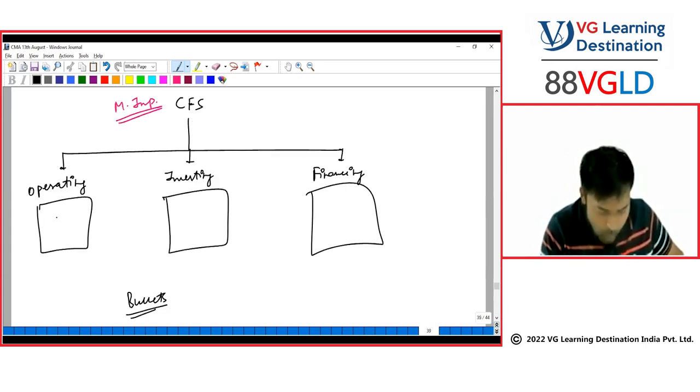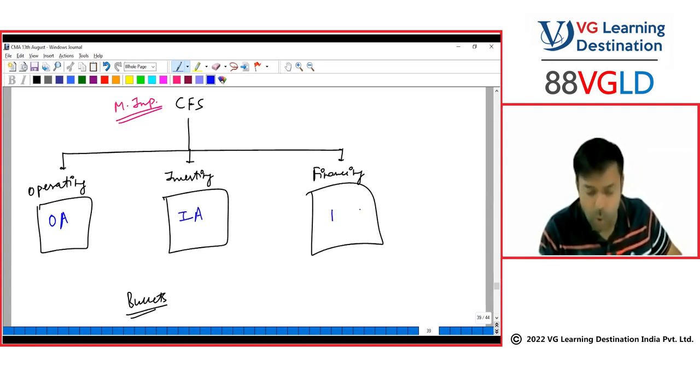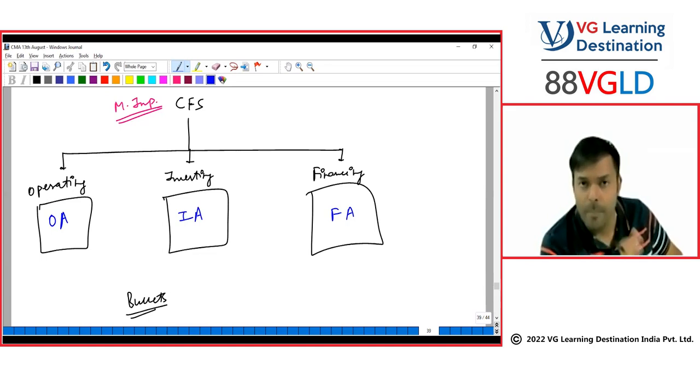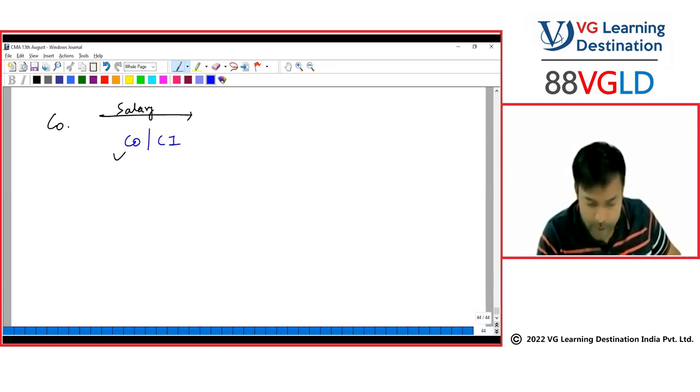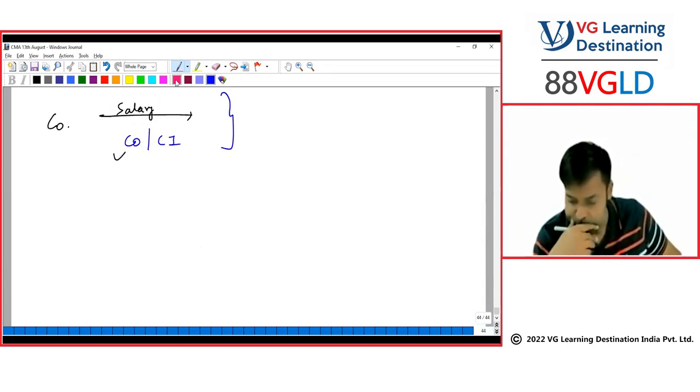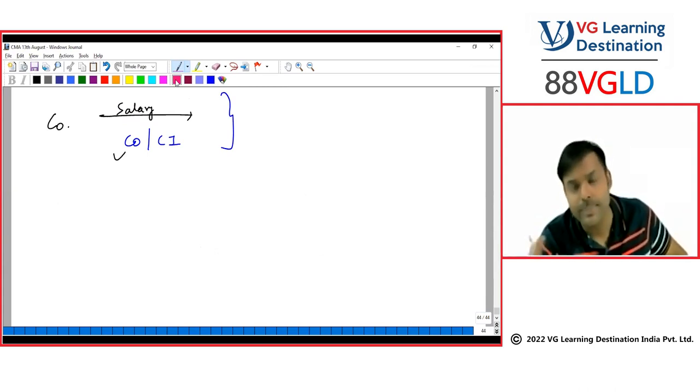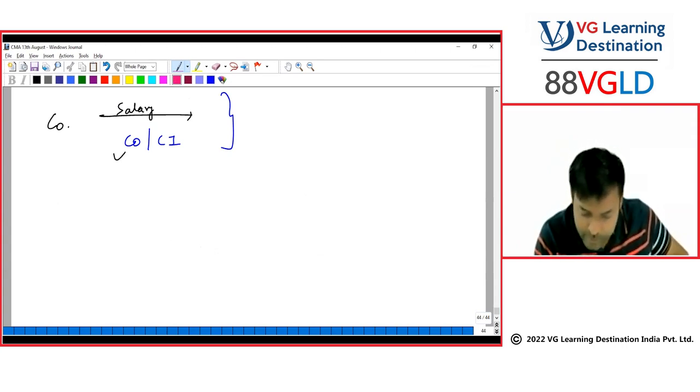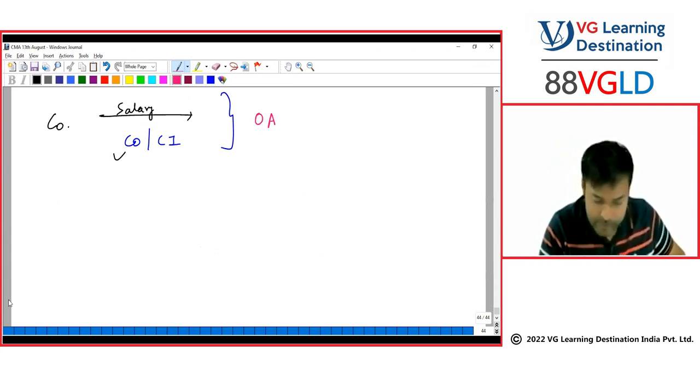Okay. Three activities we have done, guys. Let's call it OA, operating activities. Let's call it IA. Let's call it FA. OA, IA, FA. Operational, investing, financing. What is this? Correct. That's your operation. When you're paying the salary to anyone, it is OA. Absolutely correct in that case.